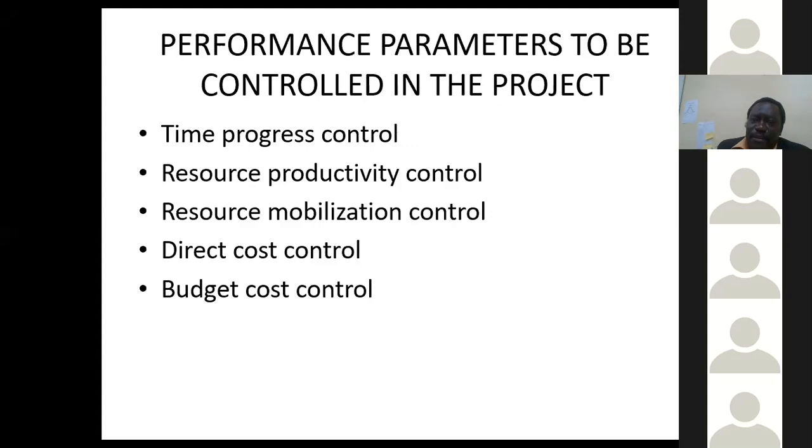What are the performance parameters to be controlled in the project? The key performance parameters that a project manager needs to control are time progress control, and also resource productivity control. You need to control your resources. You need to mobilize the resources in such a way that you should not be someone who is complaining. As a manager, you should be someone who is looking for solutions. You have targets to be attained. So you look for solutions.